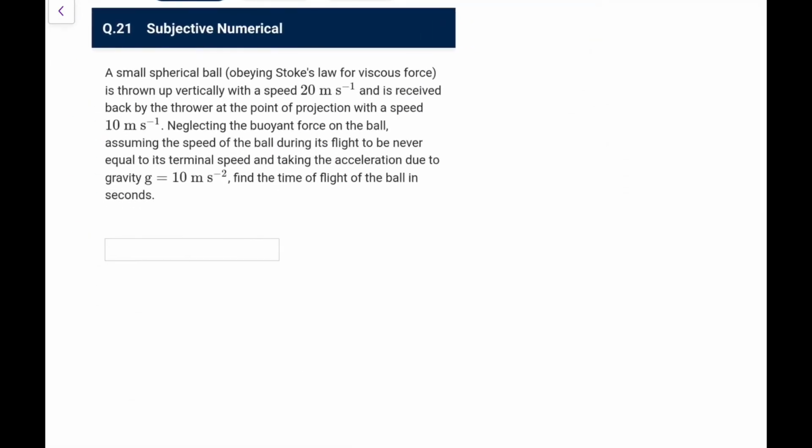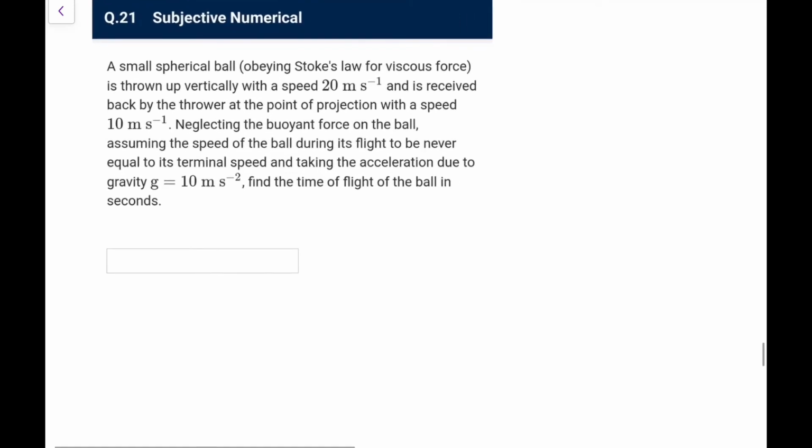Next, 21st. So these were the straight objectives. Now the subjective ones. A small spherical ball which obeys Stokes' law is thrown up vertically with speed 20 and is received back at the point with speed 10. Neglecting buoyant force, assuming the speed of the ball during its flight to be never equal to its terminal speed, and taking the acceleration due to gravity as 10, find the time of flight.